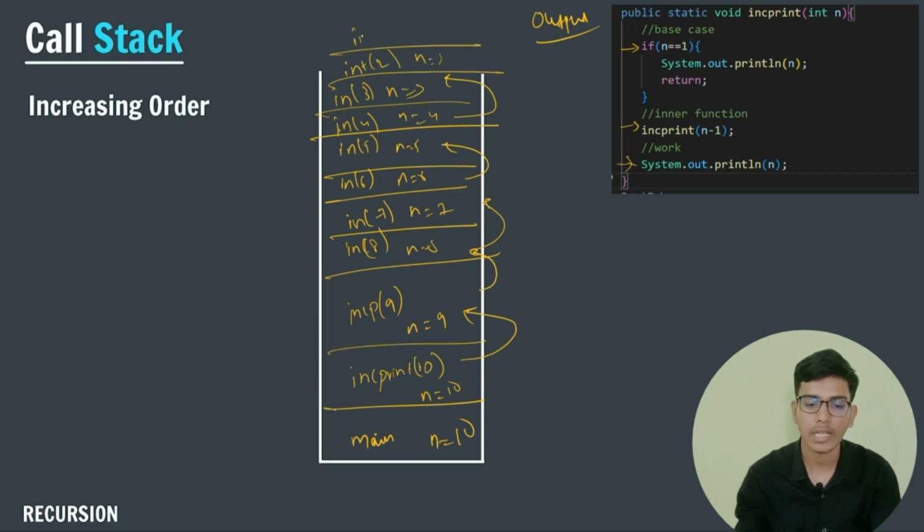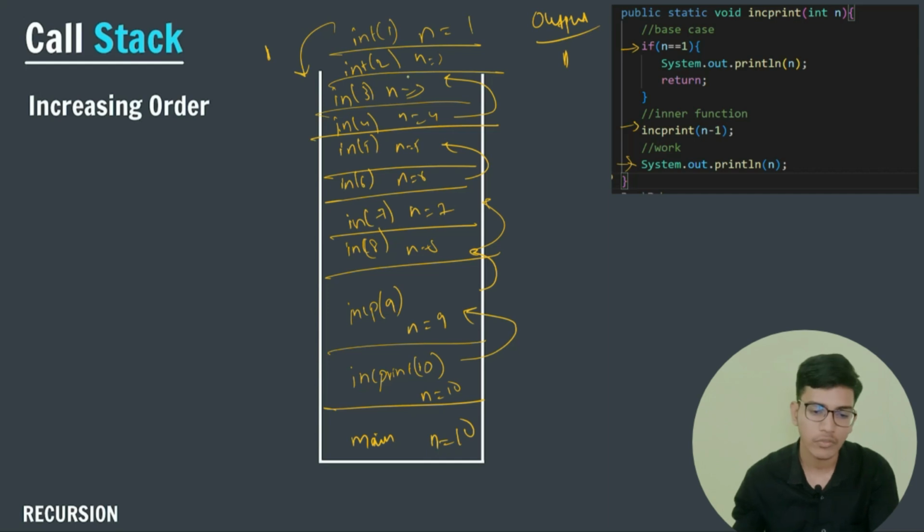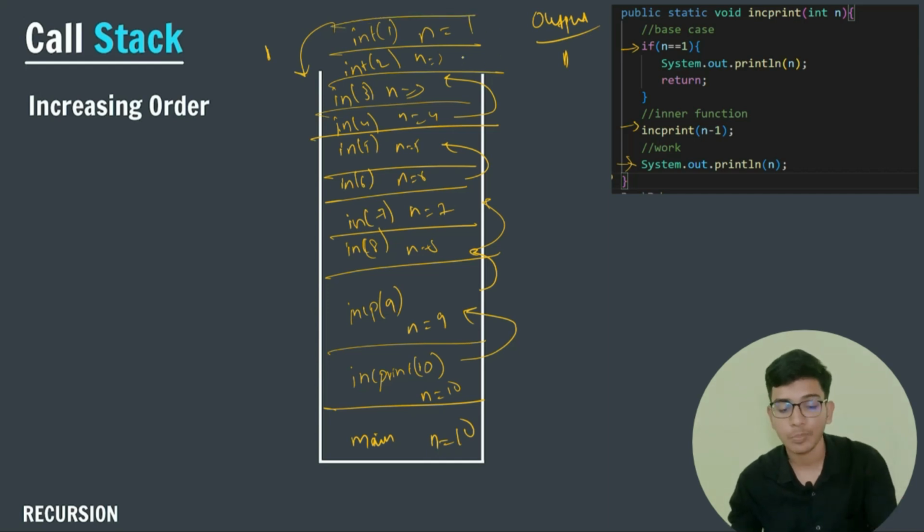After that inc 1, now n is equal to 1. You can see that here if the inc is equal to 1, then print the value of n. So this will print me the value of 1. So in the output I will get the value of 1 and the control will get handed over to my previous call function. So this is my previous call function, right?